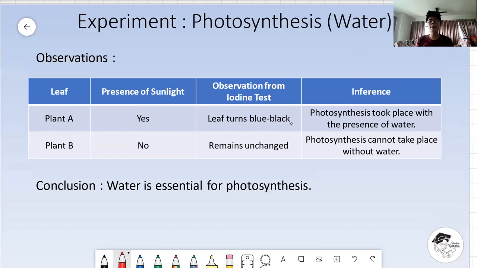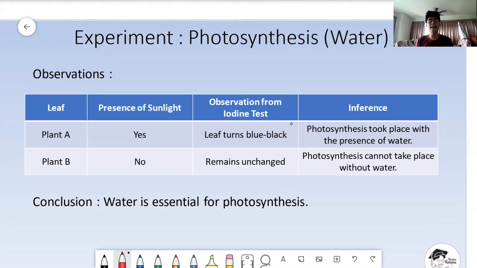Observation. Plant A, is there sunlight? Not sunlight, water. Presence of water. Is there water? Yes, there is water. Observation from the iodine test: the leaf turns blue-black. Why? Because there is starch, there is glucose, there is photosynthesis. So photosynthesis took place with the presence of water.